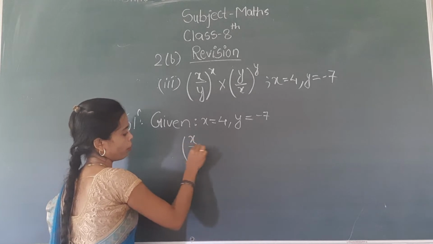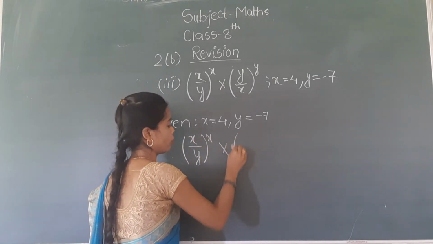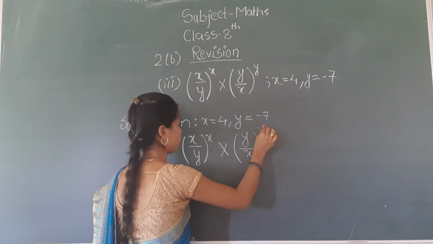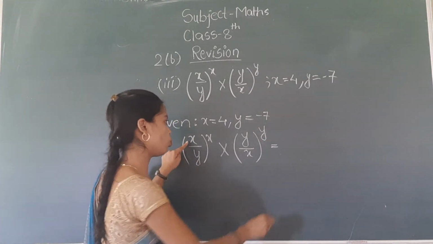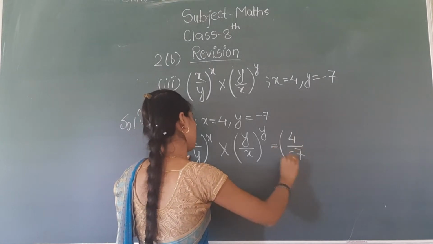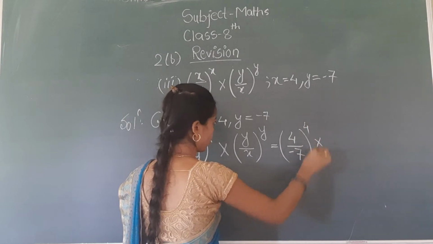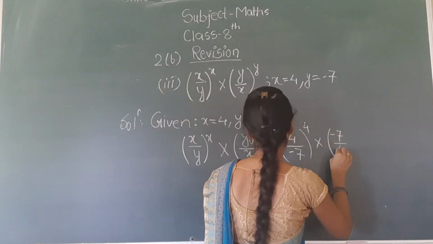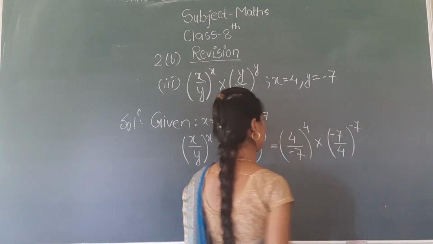Okay, (x/y)^x multiplied by (y/x)^y. Now put the values in this: x equals 4, y equals minus 7. So (4/(-7))^4, which is x, multiplied by (y/x)^y, that is (-7/4) raised to the power y, meaning minus 7.